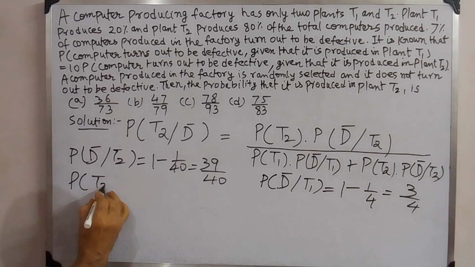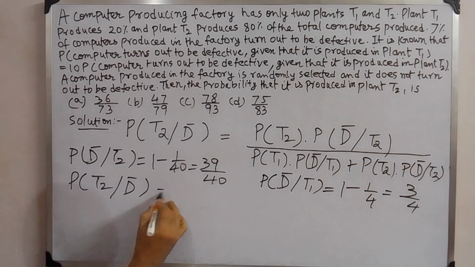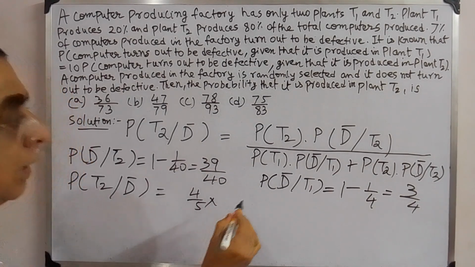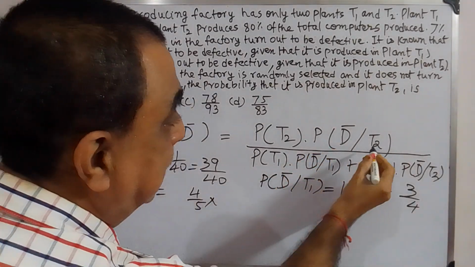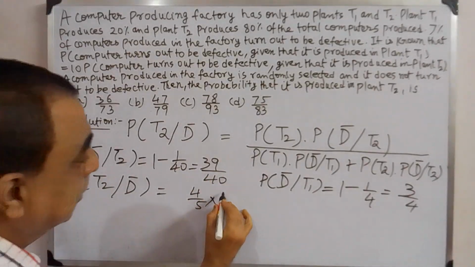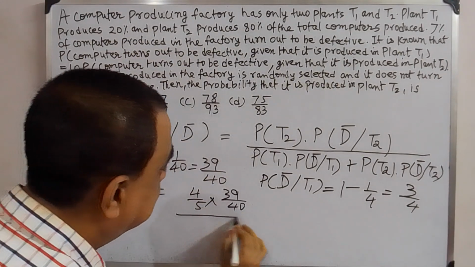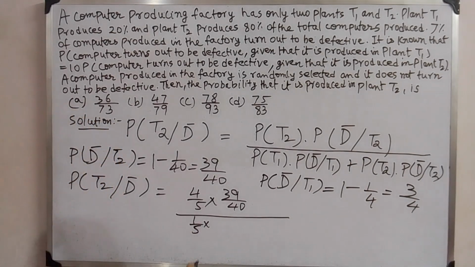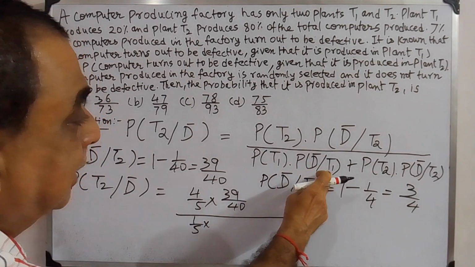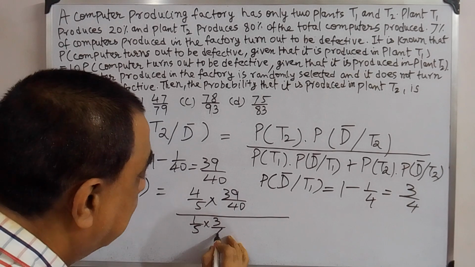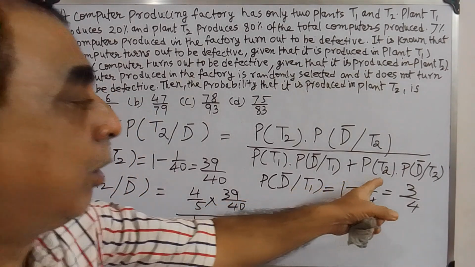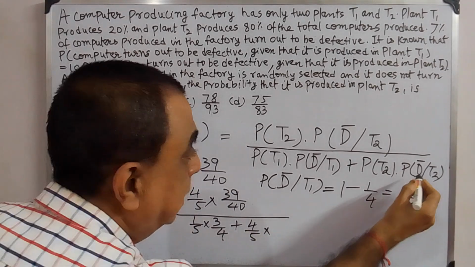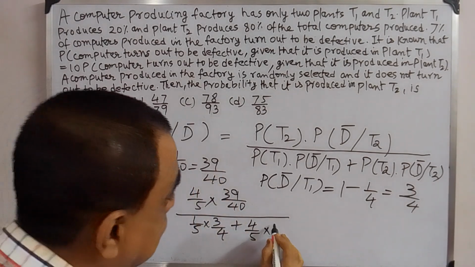So the probability of the computer produced in T2, provided that it is non-defective, is equal to the probability of the computer produced in T2. That is 80%, so that is 4 by 5, into the probability of the non-defective computer provided it is made in T2, which is 39 by 40, divided by the probability of the computer made in T1, which is 20%, that is 1 by 5, into the probability of the non-defective provided that it is made in T1, which is 3 by 4, plus the probability of the computers made in T2, which is 4 by 5, 80%, into the probability of the non-defective provided that it is made in T2, which is 39 by 40.